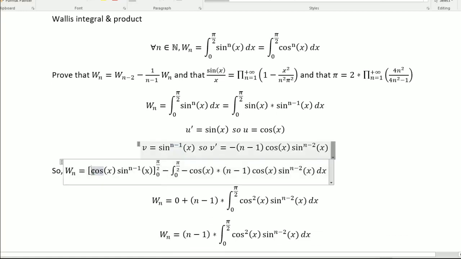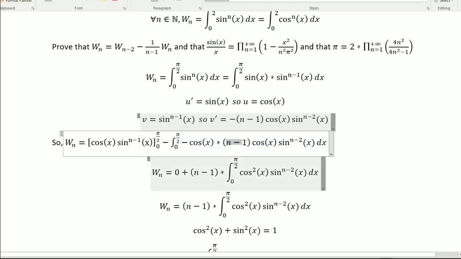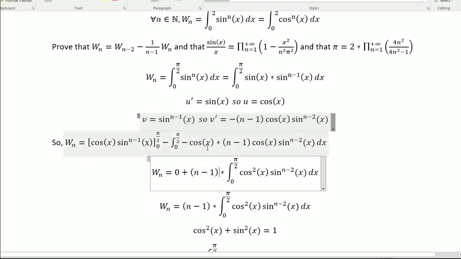So Wn equals this bracket term minus this integral. This bracket term actually equals 0, because when you evaluate cosine at pi over 2, that will be 0, and when you evaluate sine at 0, that will be 0. So this whole thing is 0. You have a minus sign, so it becomes a plus sign. So you factorize by n minus 1 here, so I put it here, and you have cosine and cosine, so you get cosine squared.